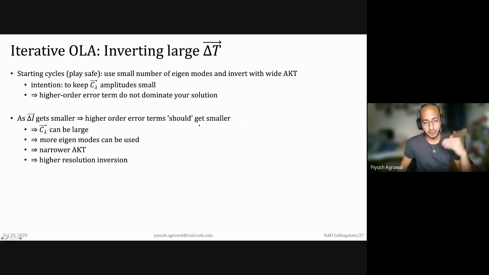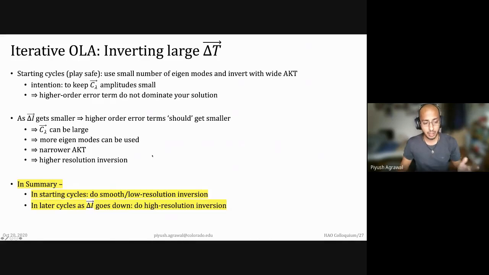And as you go into further cycles, and as your inverted atmosphere gets closer and closer to your real atmosphere, your delta I gets smaller. And when that happens, your higher order terms are going to be smaller. In that case, you can take more risks. You can keep more eigenmodes so that you can construct narrow averaging kernels. That means you're doing a higher resolution inversion. So in summary, in the starting cycles, you do a smooth, low resolution inversion. In later cycles, as your delta I goes down, you do a high resolution inversion.